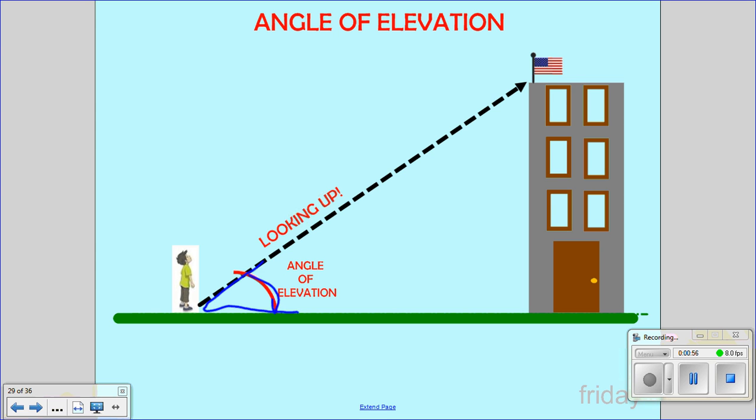And think about it. An elevator, or when you're elevating, you're going upwards. So use that to remember: angle of elevation is when you look upwards.